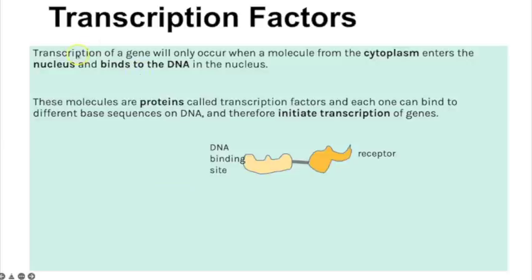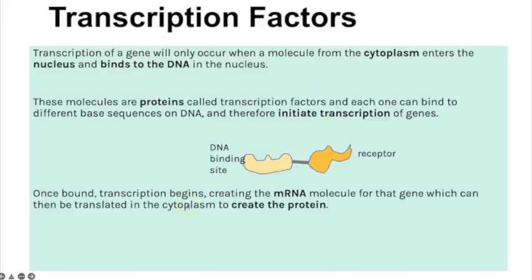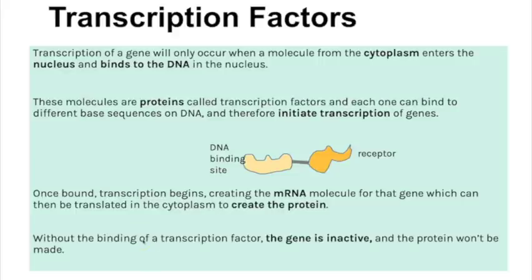So how does this work then? Transcription of a gene only occurs when a molecule from the cytoplasm enters the nucleus, because it has to bind to the DNA, and the DNA is only found in the nucleus. These molecules are proteins, and each one can bind to a different base sequence on DNA, and that will be how it initiates the transcription of a gene. Once bound, that is when transcription can begin, and mRNA is created. That is then used in translation to create the polypeptide chain.